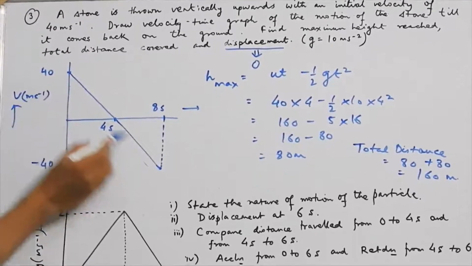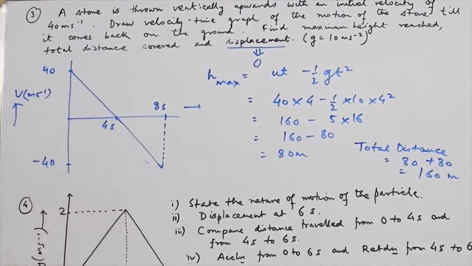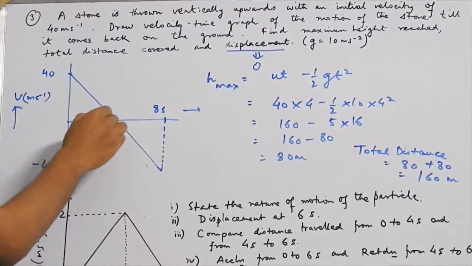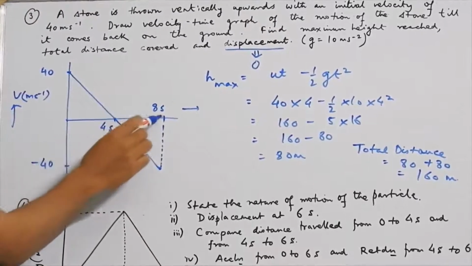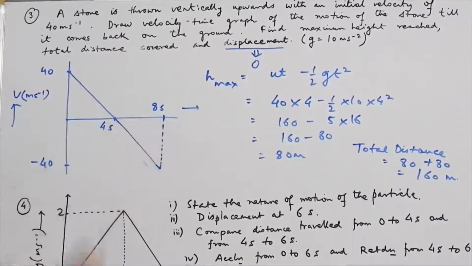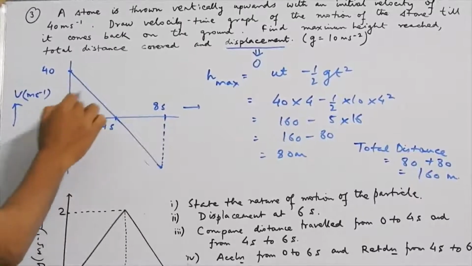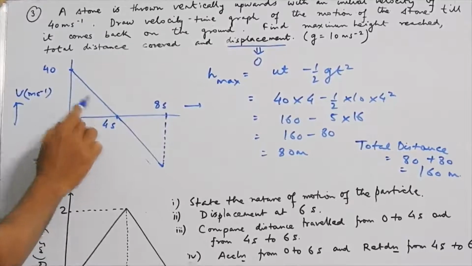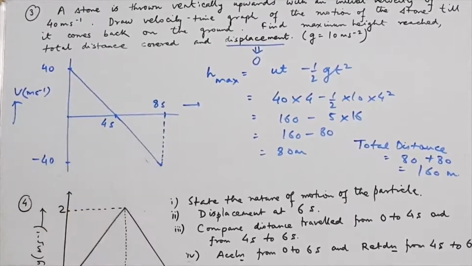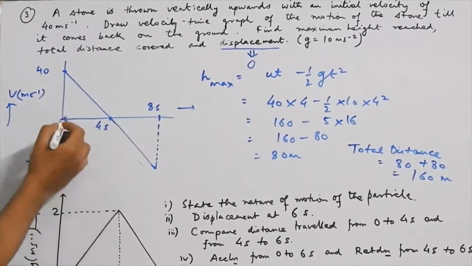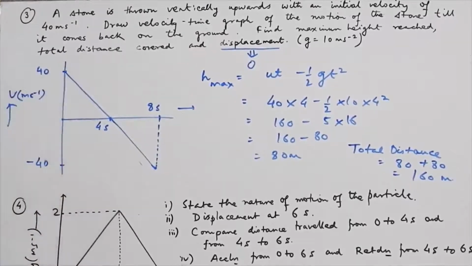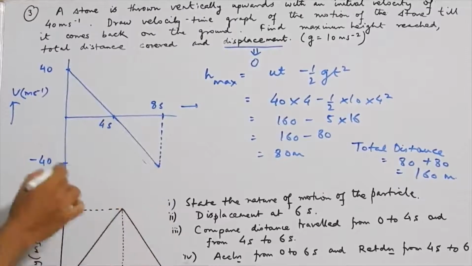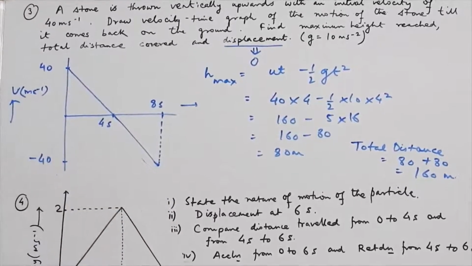This is a straight line totally up to this point. In the first 4 seconds, it is uniformly retarded motion. In the next 4 seconds, it is uniformly accelerated motion. In this section of the journey, g is negative. In this section of the journey, g is positive. But in this section, velocity is positive, it is vertically upward. The velocity has changed in direction. That's why it is minus 40 meter per second.